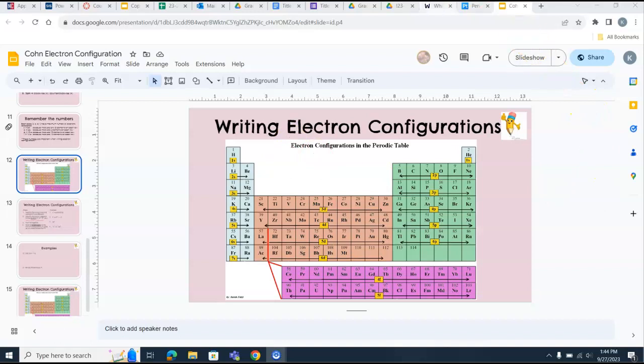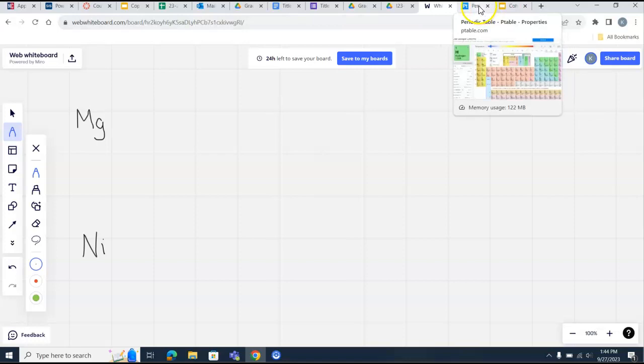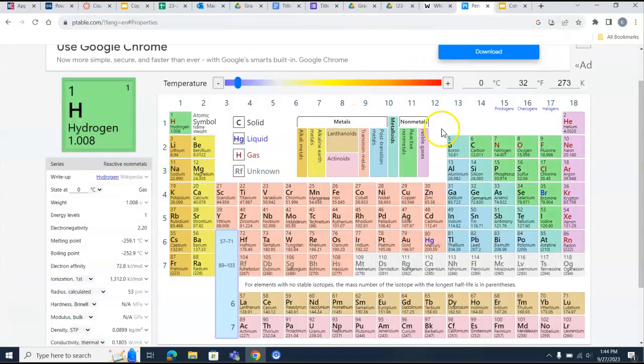Okay, so next let's take a look at a couple of examples. I'm going to do magnesium and I'm going to do nickel. Anytime we're writing an electron configuration, we want to first find the element. Then figure out how many electrons it has, and then determine the configuration of its position. So here we have magnesium. He's got an atomic number of 12, so I know all the superscripts of our configuration will add up to 12, because he's got 12 electrons, okay?